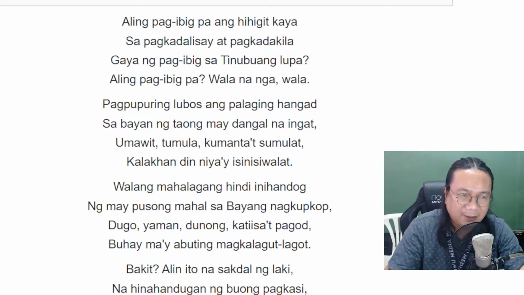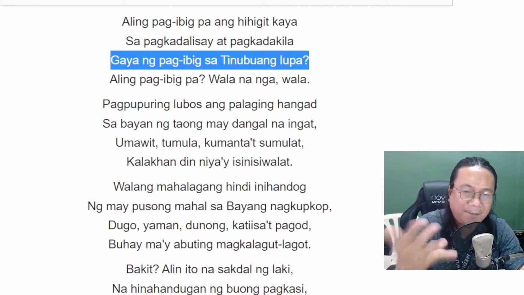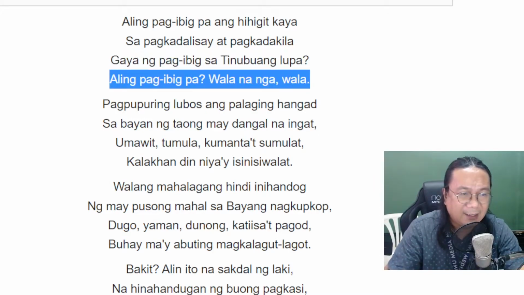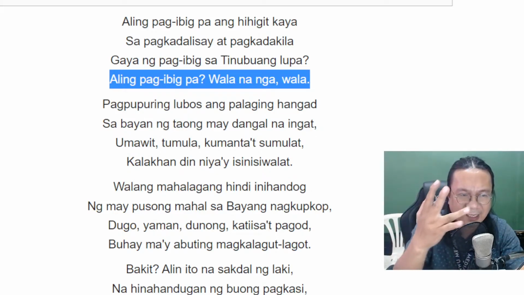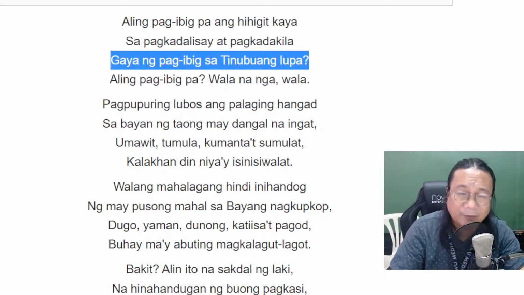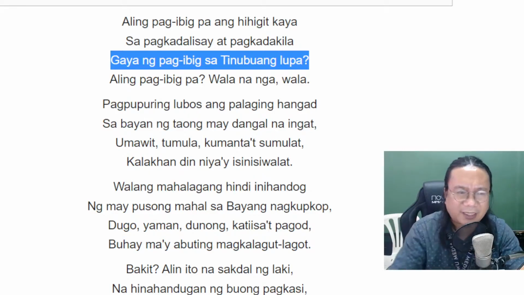No? So, the third line, gaya ng pag-ibig sa tinubuang lupa. That's 13. Then, aling pag-ibig pa, wala na nga wala. So that's 12. So gumamit siya ng 12, 12, 13, 12. So the average is 12. 12 ang kanyang paborito. Gaya ng pag-ibig sa tinubuang lupa. Siguro ni-stress niya lang yan.